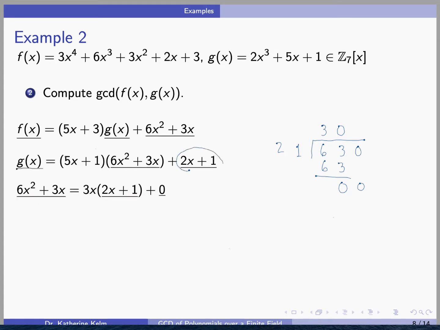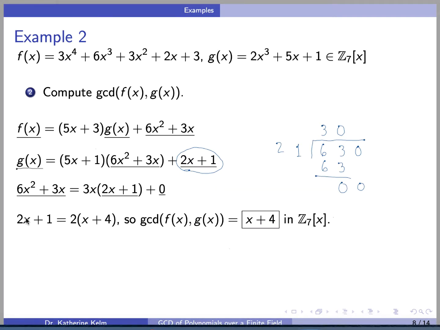So here is our last non-zero remainder, 2x plus 1. But that's not the GCD because 2x plus 1 is not monic. In order to get the GCD, we need to factor out the 2 to find out what multiple of 2x plus 1 over Z7 is monic.